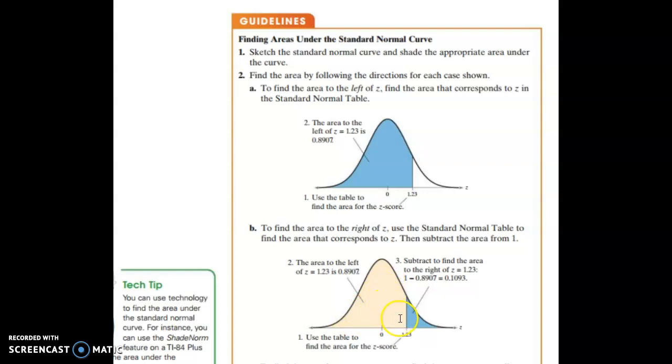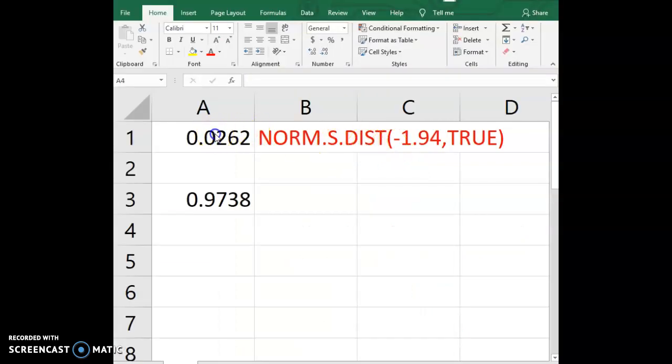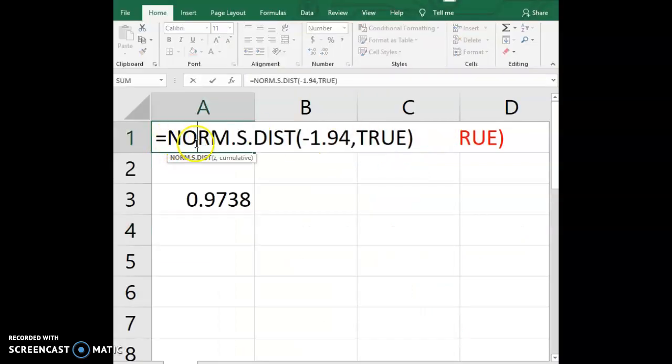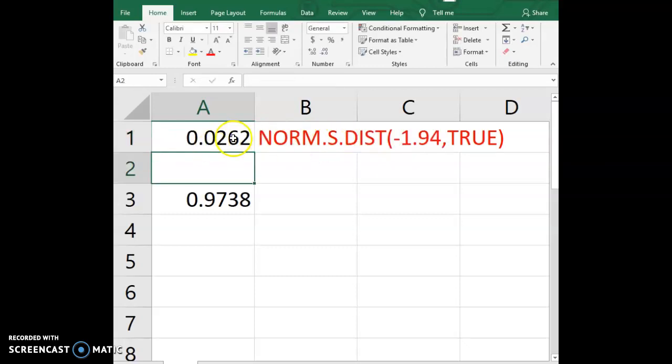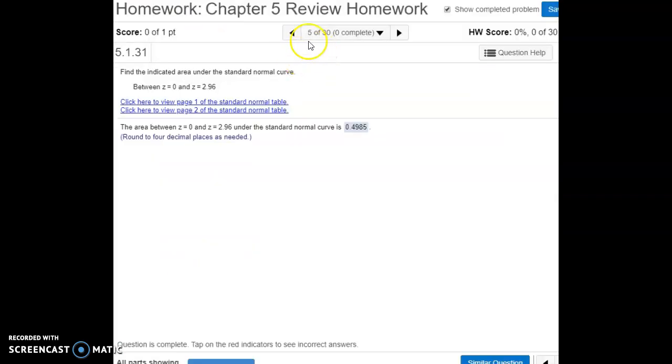But then we take 1 minus that answer, and what we'll be left with then is the area to the right-hand side. So in Excel, I'm going to do equals NORM.S.DIST, that z-value, comma true, and this is going to give me back all the area to the left of that specific z-value. So the area to the right would be 1 minus that answer, and then this is the area to the right of that z-value.